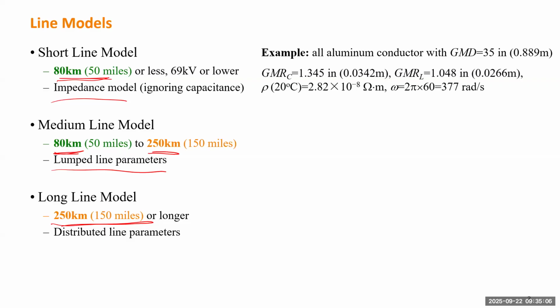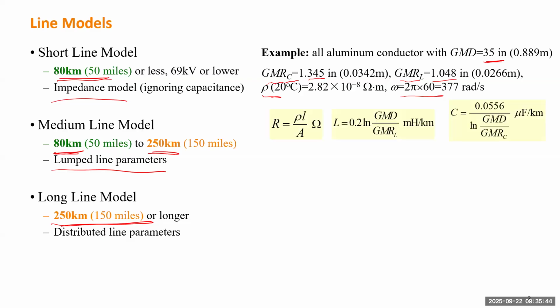and 250 kilometers. This is the same example we discussed before. It's all aluminum conductor with GMD 35 inch, and GMR_C 1.3, GMR_L 1.0 inch, and we know the rho. And if we assume we operate the line in a 60 Hertz system, we're ready to calculate the total resistance and total reactance of the line. Okay.